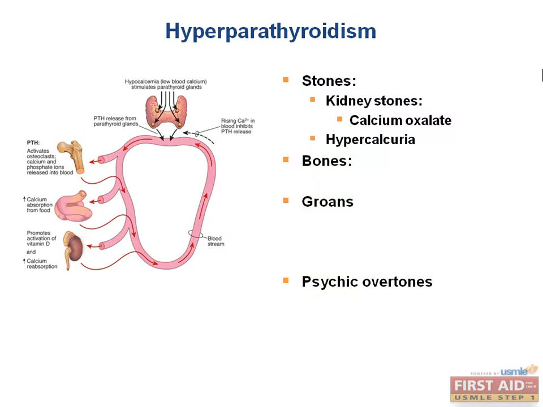Now, the bones. Because you do not have adequate phosphate, you have poor bone mineralization, which can make them much more fragile. Specifically, the bone pathology of hyperparathyroidism is known as osteitis fibrosa cystica.